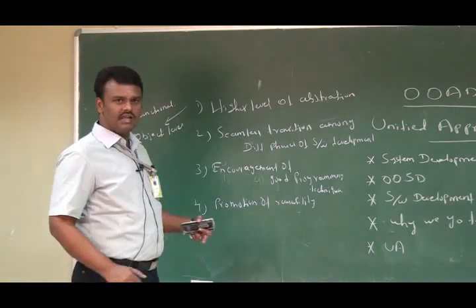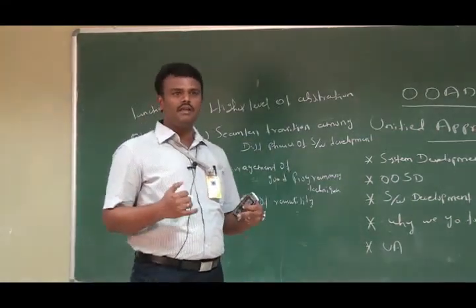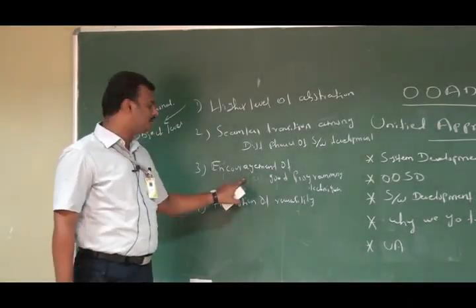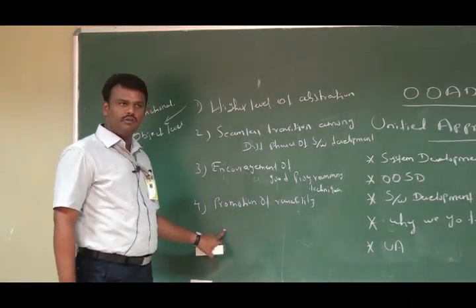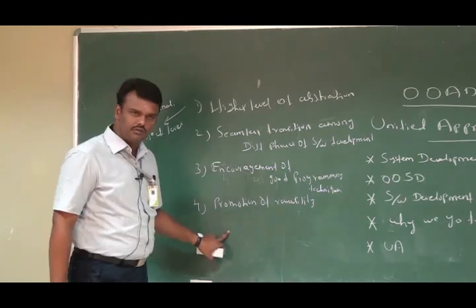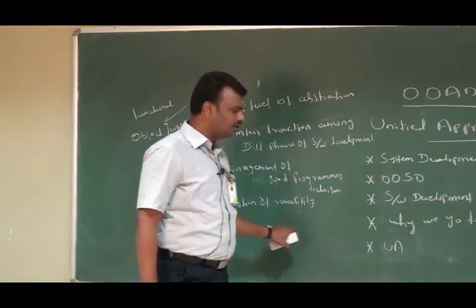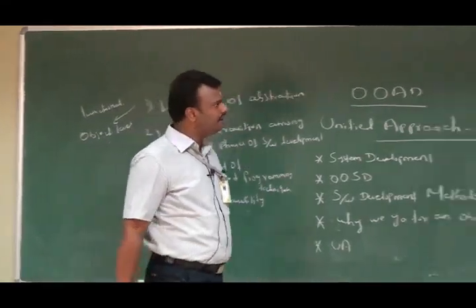Based on the class concept, we can easily replace or modify a particular area. That's why we go for the object-oriented approach. The third one is the promotion of reusability. What do you mean by promotion of reusability? The object-oriented concept supports the inheritance concept. What do you mean by inheritance?